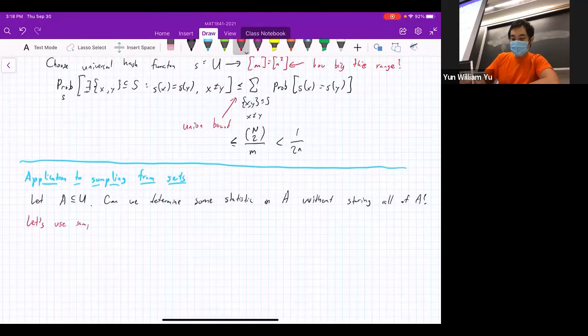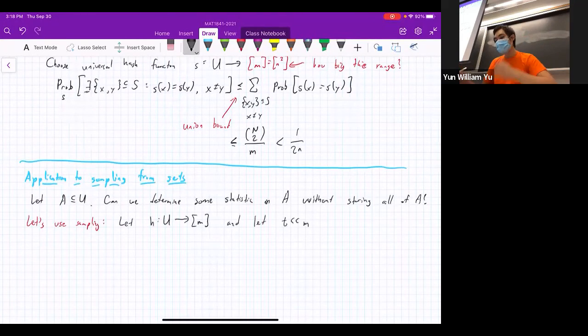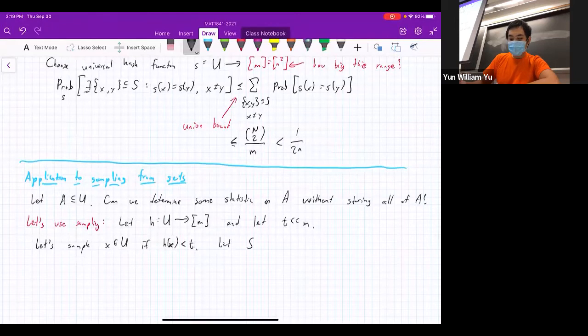So let's use sampling. What we're going to do is let h be a function from our universe U to m, and let some number t be much less than m. It doesn't have to be much less, but let's say it is. And we're going to sample x from U if h of x is less than t. So we let S sub h,t of A be the set of x in A such that h of x is less than t.